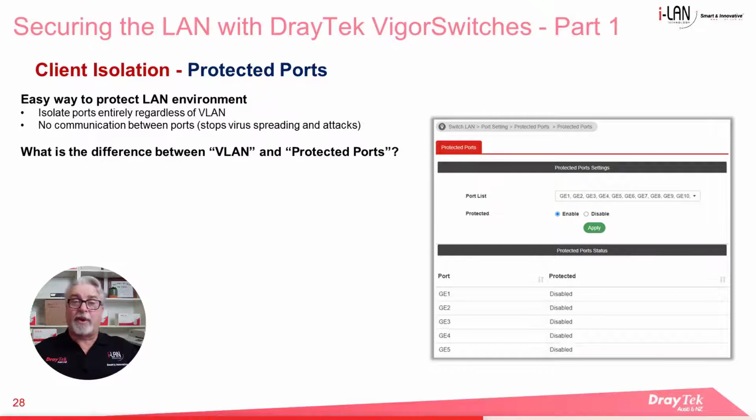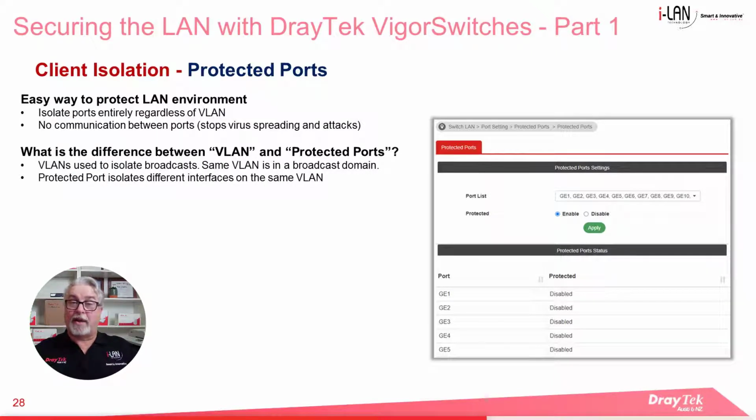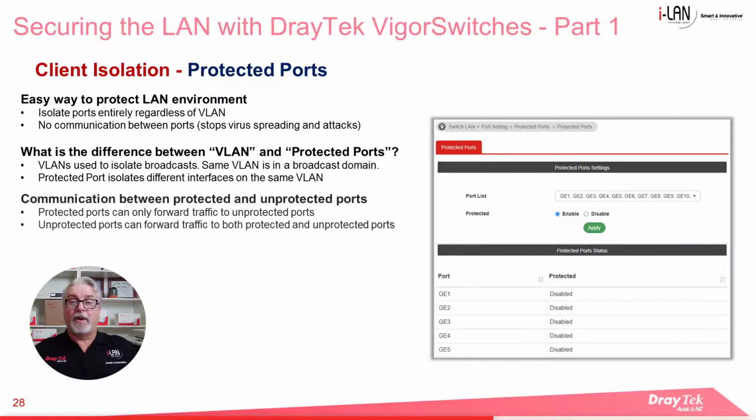So what's the difference between VLAN and protected ports, since VLANs can also isolate hosts as well? The answer is that VLANs are used to isolate broadcasts. Each VLAN is a broadcast domain. Protected ports add another layer where switch ports within the same VLAN are isolated from each other. When enabling this function, the switch will have both protected and unprotected ports. Here, protected ports can only forward traffic to unprotected ports, but unprotected ports can forward traffic to both protected and unprotected ports. To enable this function, you just need to select the ports to protect and enable.